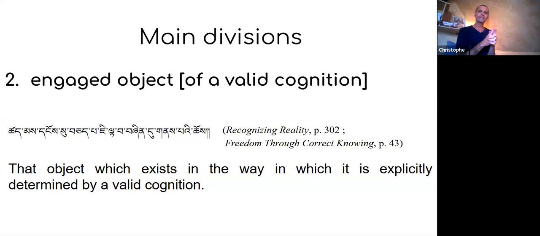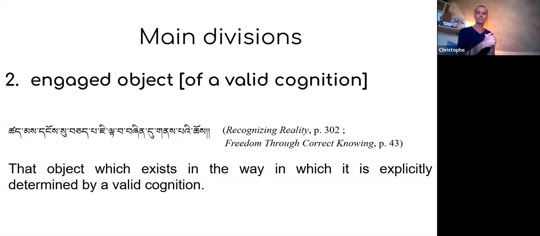But it's not really the engaged object, it's the engaged object of valid cognition. So we will study also what a valid cognition means. Okay, so tsemeng sucheba jitawa shindu nepeche, that's one definition given by Kedrubje. We find that in Recognizing Reality and also in Freedom through Correct Knowing.